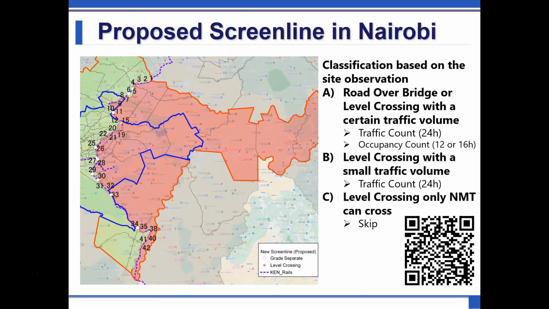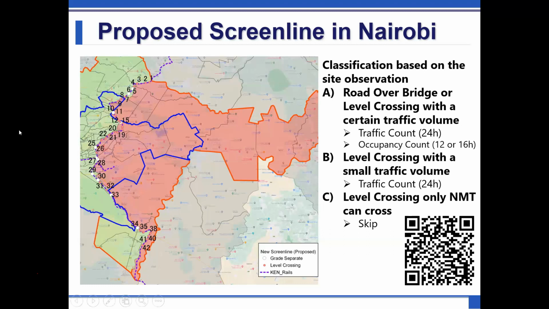The first one is road over bridges or level crossings with a certain traffic volume. At those sites, both traffic count and occupancy count are conducted. The second one is level crossings with a small traffic volume. In those cases, I propose to collect only the traffic count by using CCTV. And the third one is level crossings where only pedestrians or bicycles can cross. For such sites, I think we can avoid conducting a survey.